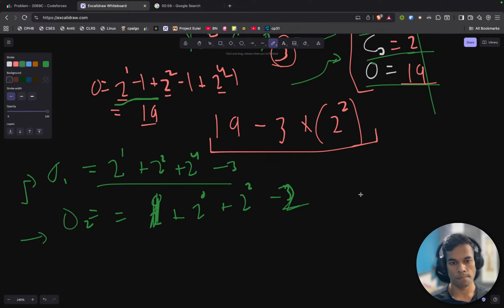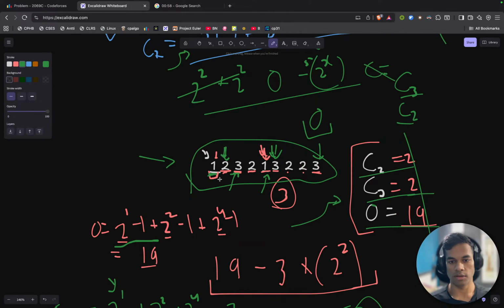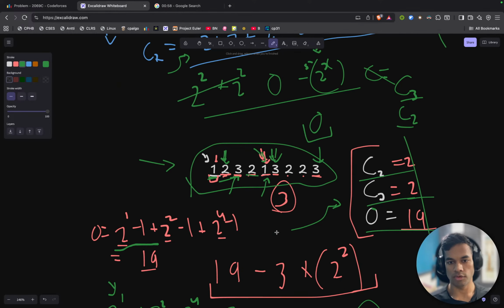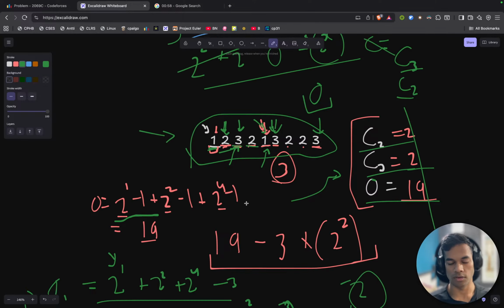And yes, what has changed? This thing, and the number of 2's that we have passed is 2. We skipped this 2 and this 2, and we went on to this 1. And we also skipped a 3, which was here.